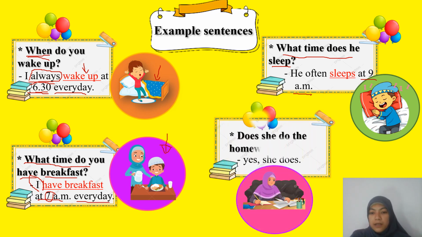And the last one, what is she doing here? So, if I ask you, do you do the homework? It means you have two ways to answer the question, yes or no. If you do the homework, you can say, yes, I do. If you don't do homework, you can say, no, I don't.